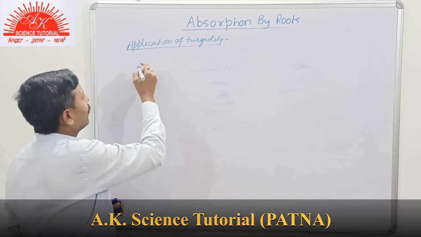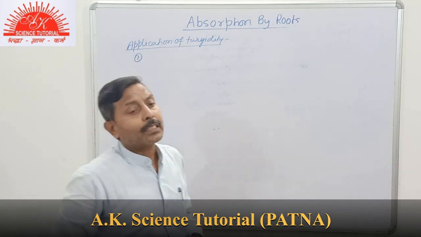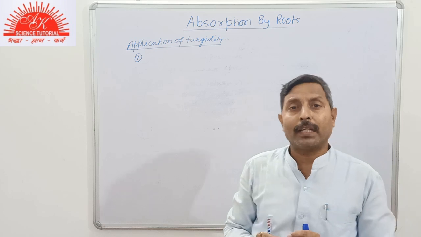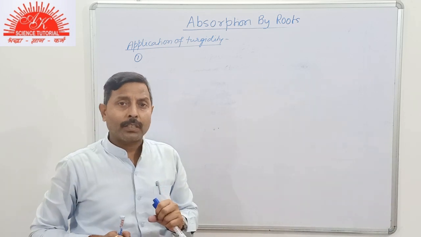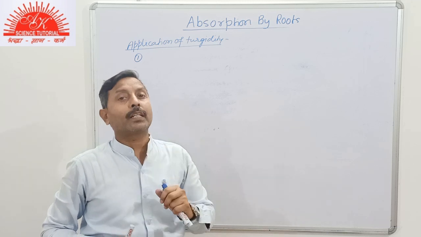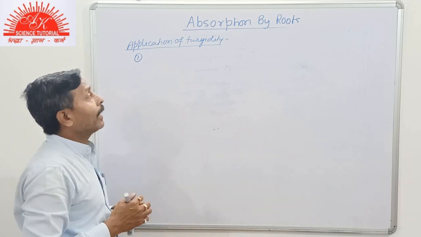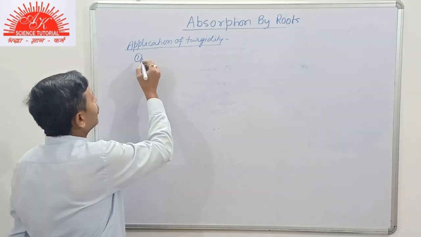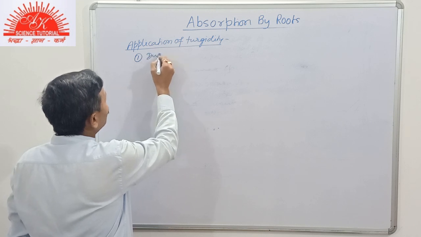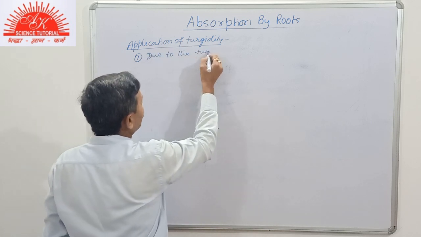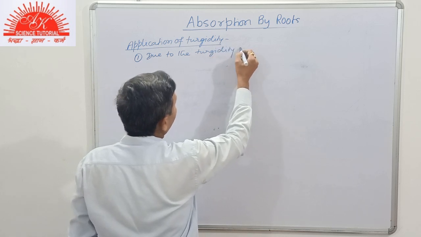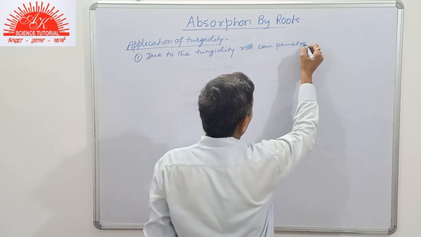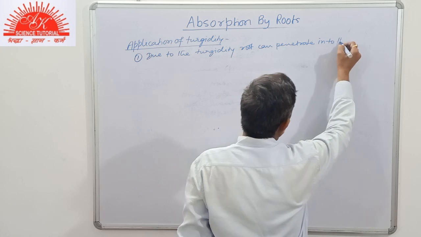The first example we can take is that the cell will increase in size. When the initial growth of the cell has to take place, like in meristematic tissue where cell division takes place, its size has to be increased, then it is the turgidity that helps it. Now the first and the most important example is that due to the turgidity, root can penetrate into the hard soil.